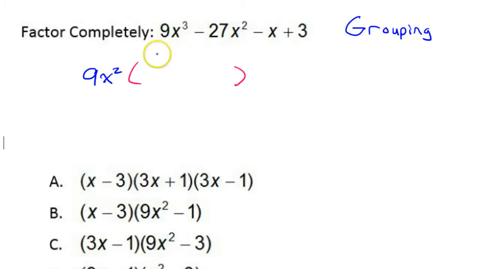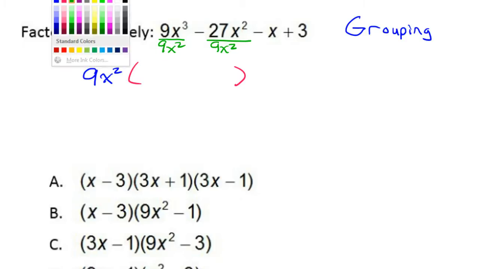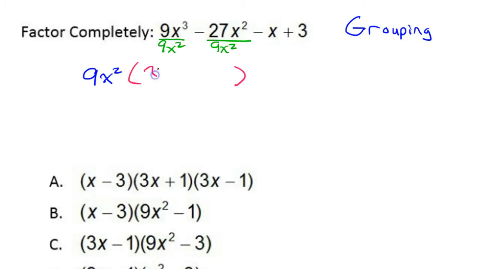Now, sometimes it's helpful when you're trying to picture what goes on the inside. Take your GCF and divide by it. So I'm dividing by 9x squared here and here. Some students like to think of it this way. The 9's cancel out. X to the 3rd power divided by x squared is x. Over here we have negative 27 divided by 9. That is going to be negative 3. And then the x squared cancels out completely, so there won't be anything there.